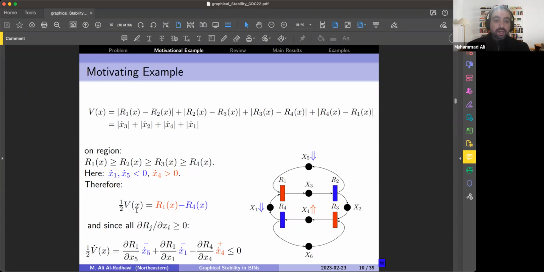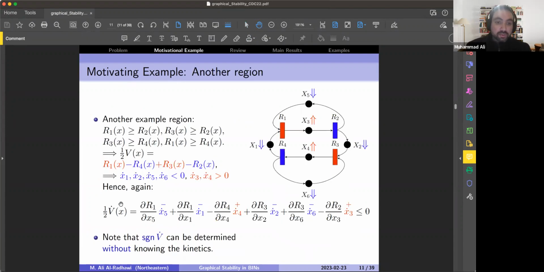So when we differentiate this function with respect to time, we get the partial derivative of R with respect to X times X5 dot. Since we know these sign patterns, we know that this is negative and this is negative and this is positive. What happens now is that we know that this function is always non-increasing because these partial derivatives are always positive. And we can repeat this kind of analysis over other regions. So this is just another example of a region, and we see that the same analysis checks out. So the point is that the sign of V dot can be determined without knowing the kinetics.